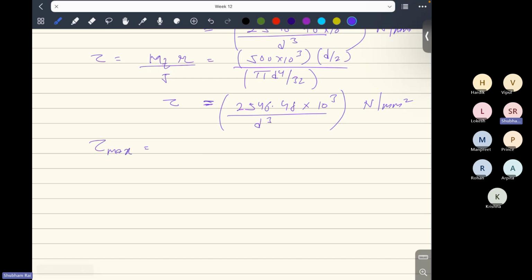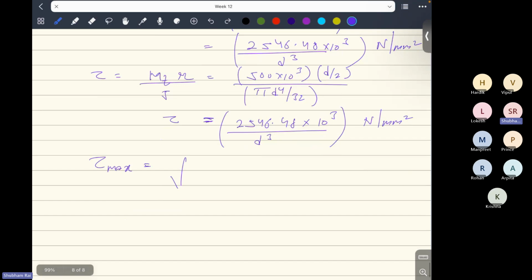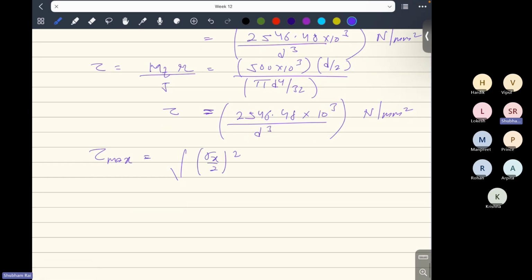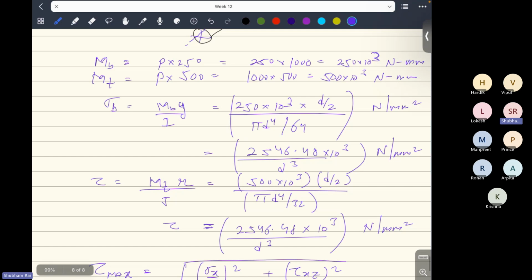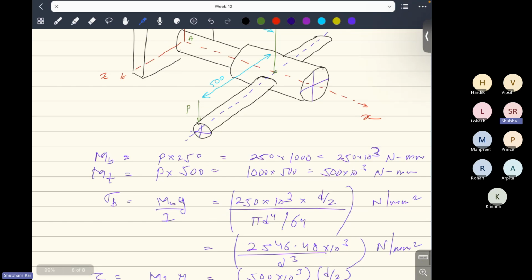So you know the maximum tau. You can draw a Mohr circle, and the maximum tau will be the radius of the Mohr circle, that is the square root of (sigma x by 2) the whole square plus tau xz the whole square. We take sigma b as sigma x, and here we have sigma x in this direction and tau xz. Finally this will be your maximum shear stress.